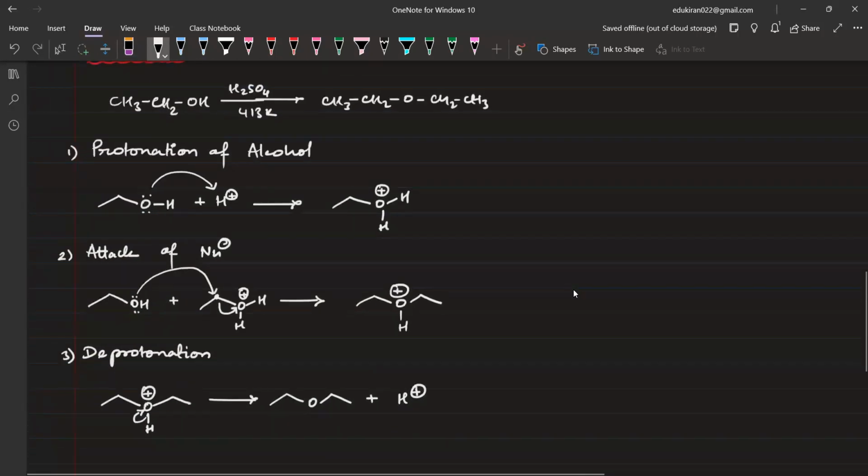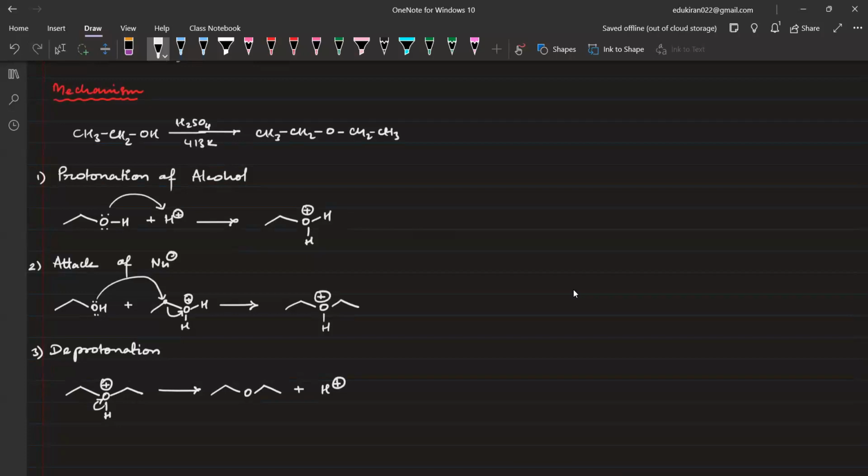Now these type of mechanisms are directly asked. Raise your hand once you're done, guys. Aslam, Krishna, Priyan, Safia. Raise your hand once you're done.